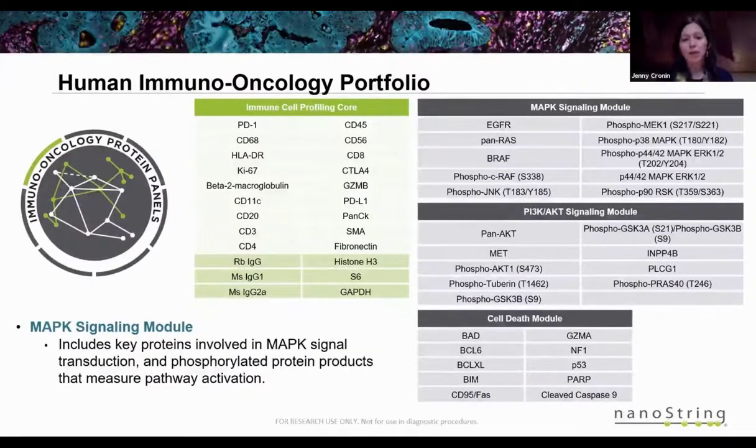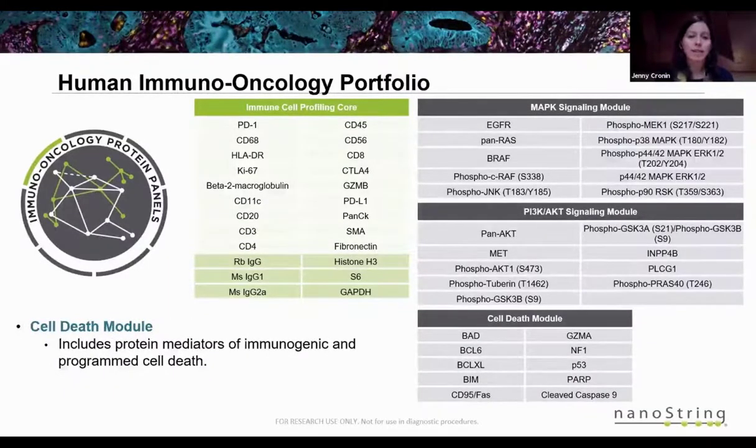Here on the right-hand side, you'll see our 3 new human IO modules that'll be released shortly. They're going through our validation process now, which I'll talk about in a moment. The MAPK signaling module and the PI3K AKT signaling module will both be of interest to those who are studying targeted therapies against one of these pathways. And they both include phosphorylated protein products that measure pathway activation. Lastly, our cell death module will allow you to profile the tumor and mediators of immunogenic and programmed cell death.